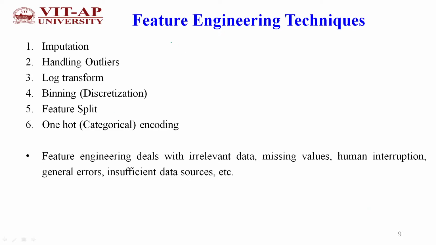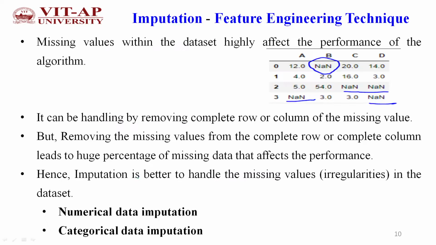Feature engineering has some techniques to handle the features. First one is imputation, second one handling outliers, log transformation, binning or discretization, feature split, and one hot encoding. Another one is scaling. Here feature engineering mainly deals with irrelevant data, missing values, human interruption, general errors, and insufficient data sources. Here, the first one is imputation.